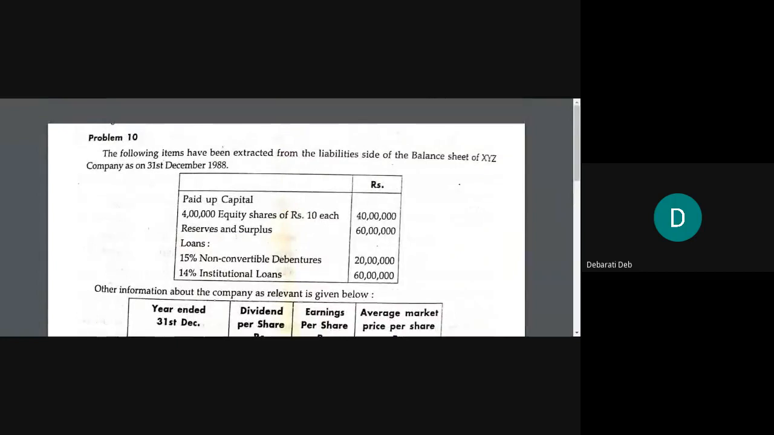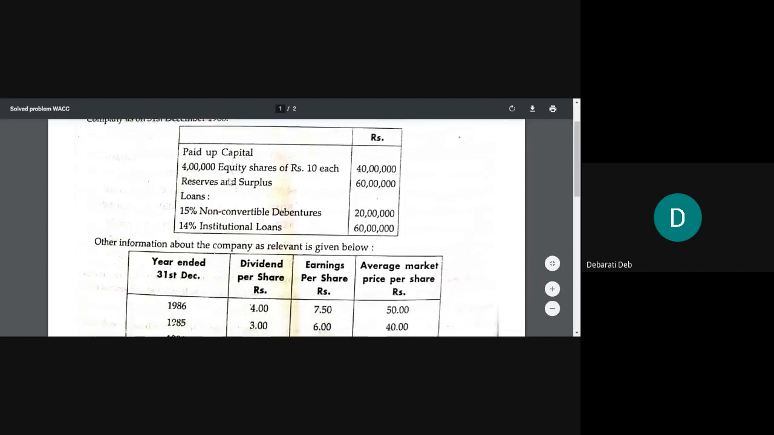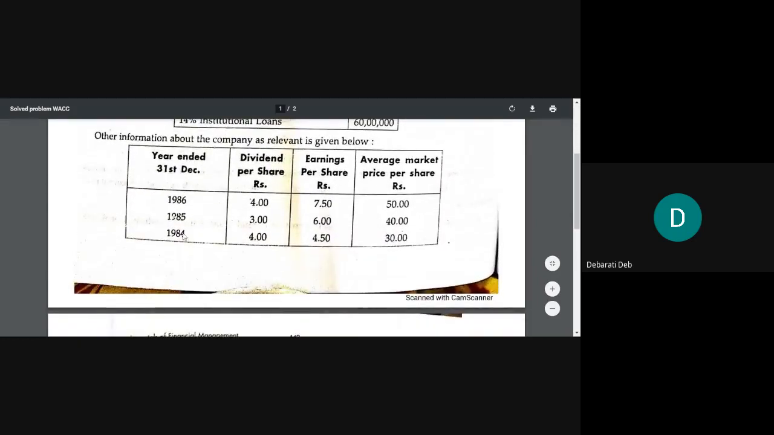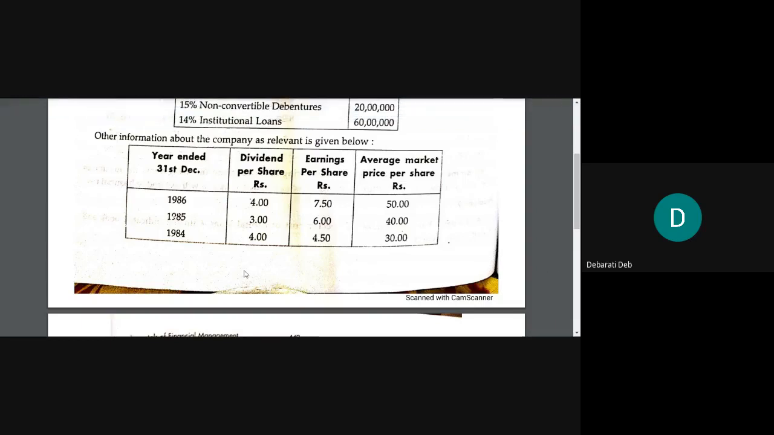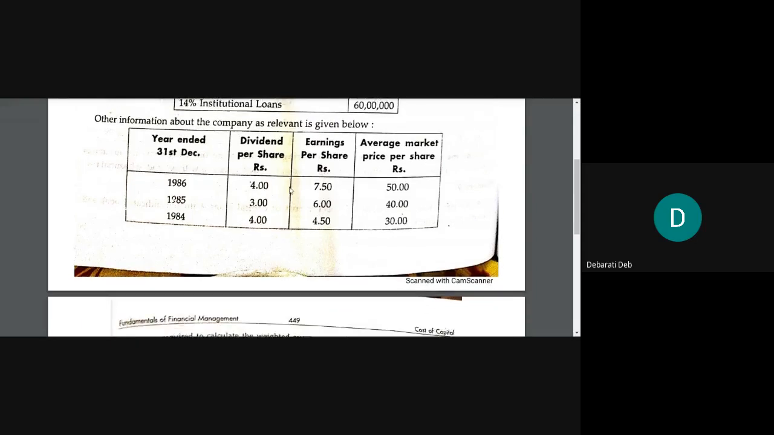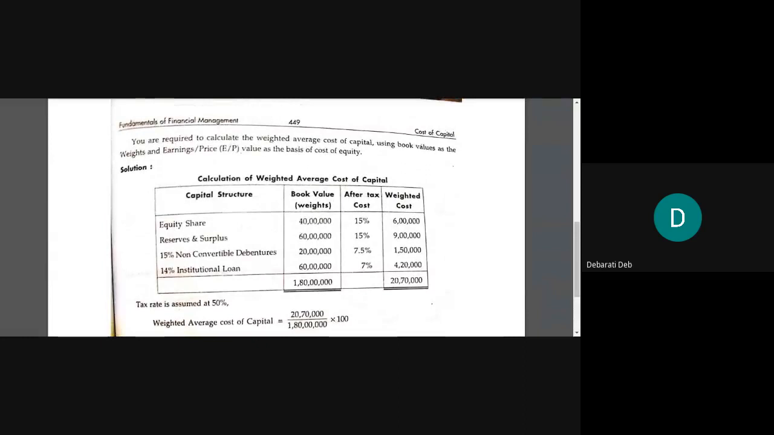You have to take the year. This is 31st December 1988, and data related to 1984, 85, 86 are given. So it will give a hint for our growth rate calculation. The dividend per share is given, earnings per share is given, and average market price per share is given to you. Let us see how we will use this.